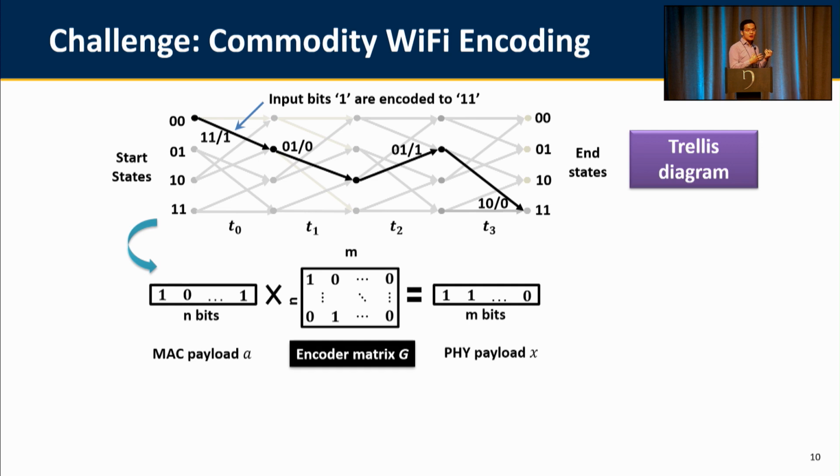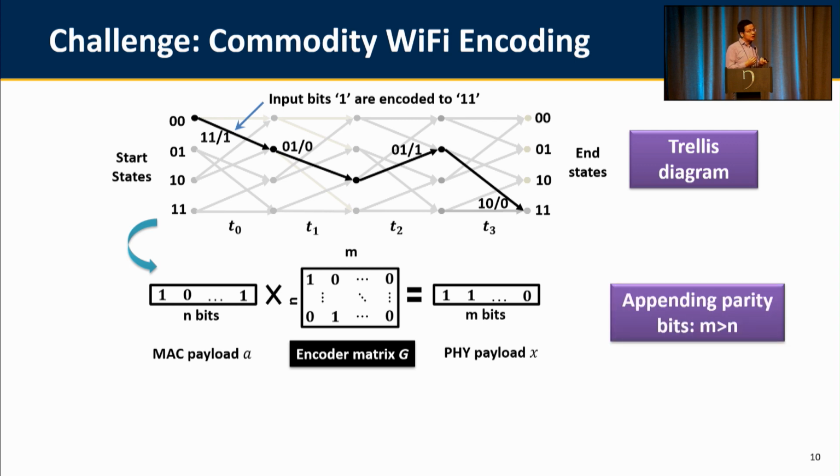As we all know, the physical layer encoding in commodity Wi-Fi goes through a trellis diagram, and this can be equivalently represented as multiplying an encoding matrix. By doing so, it appends additional parity bits to the MAC layer payloads for data correction purposes. And in a commodity Wi-Fi encoder, because we are appending extra bits, for any given MAC payload, you can always find the legal parity bits that produce a legal physical layer payload. So this can always be done.